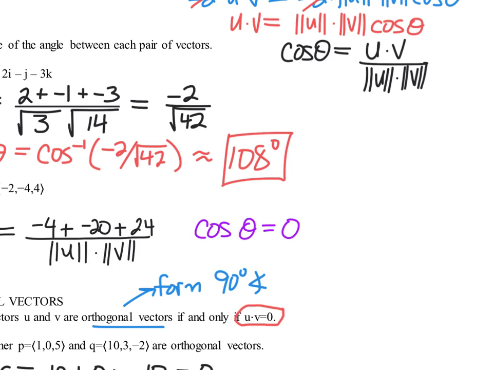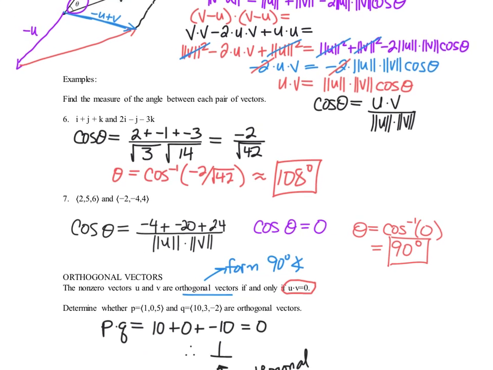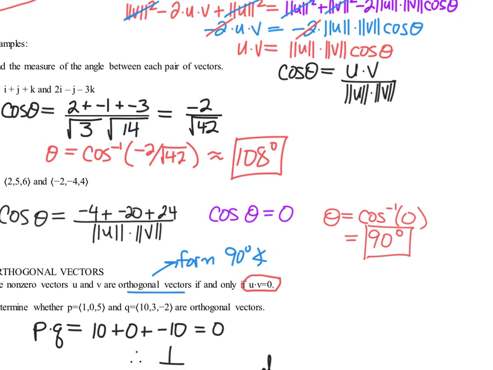All right, and so we get theta equal to the inverse cosine of 0, which is going to give us 90 degrees. And that was part of the justification behind the orthogonal relationship. If the dot product between two vectors is equal to 0, then you know that it's orthogonal, right? And that's coming from this formula, because you're going to get cosine equal to 0, and cosine is equal to 0 when theta is equal to 90 or 270.